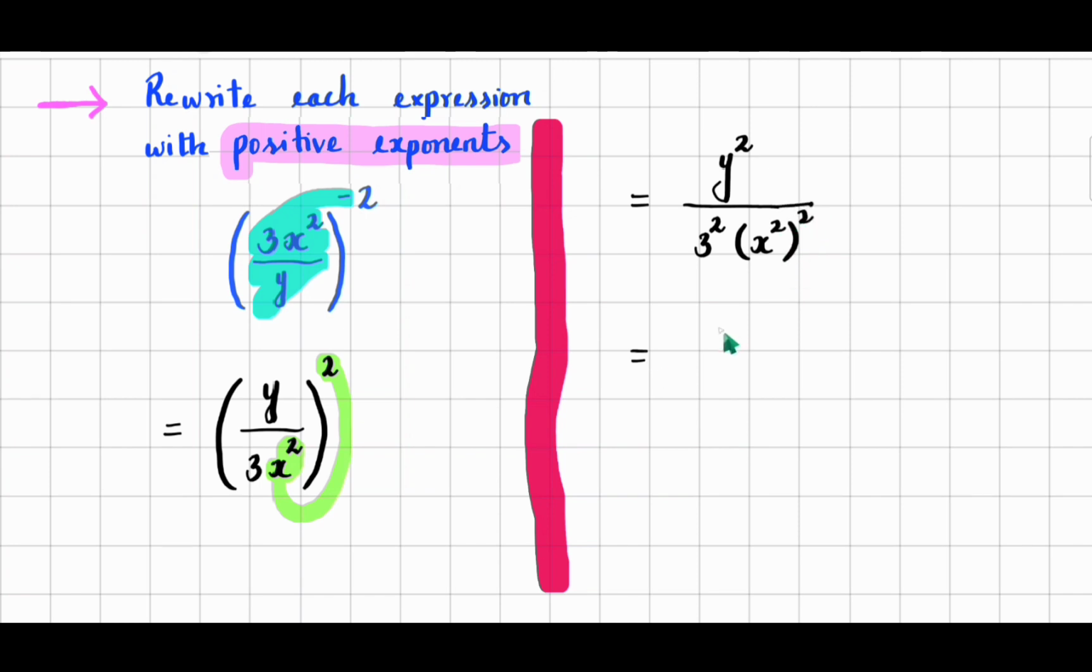So we have y square divided by 3 square is 9, then x square the whole square is x power, just multiply the powers. 2 times 2 is 4. Since the power rule for exponents says that when you have a power to the power, or exponent to the exponent, simply multiply the powers or exponents. That's it. We're done.